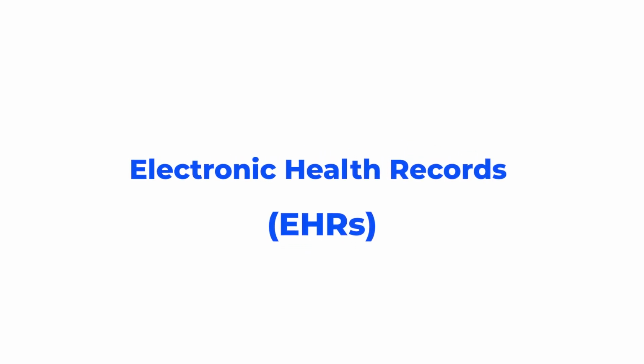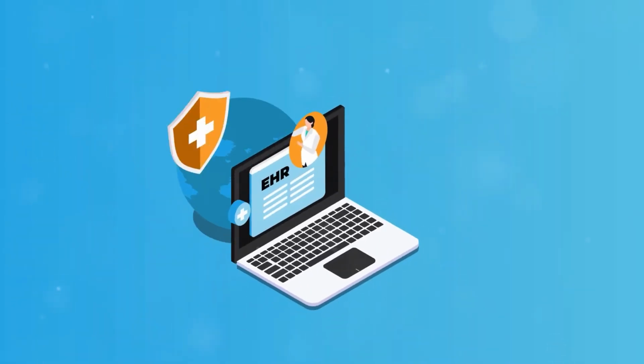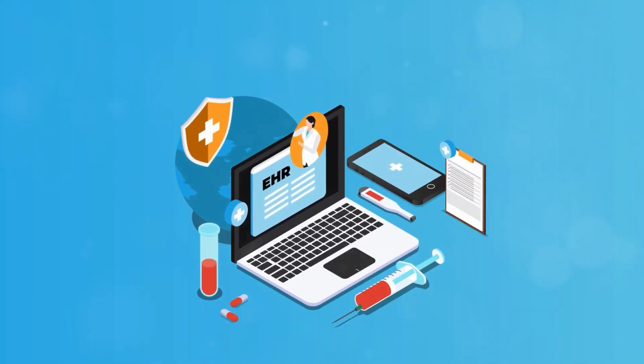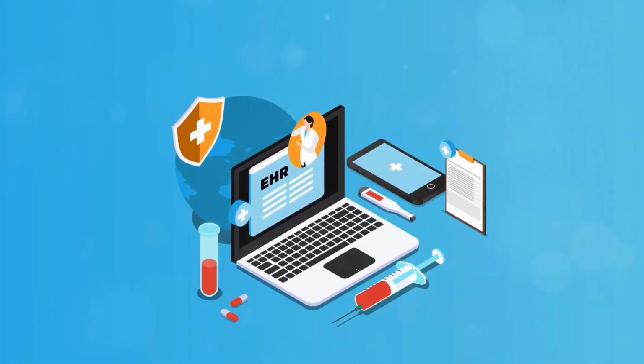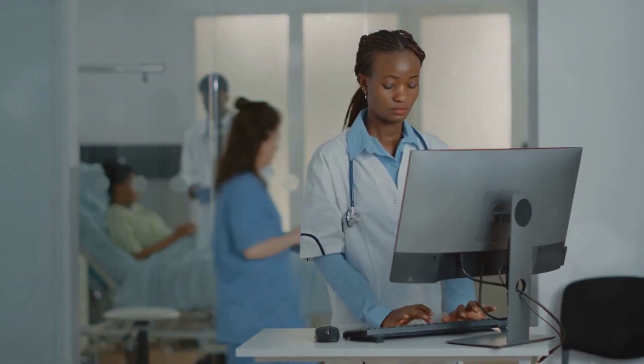Electronic Health Records, EHRs. What is an EHR? An electronic health record, EHR, is a digital version of a patient's paper chart. It contains comprehensive health information, including medical history, diagnoses, medications, treatment plans, immunization records, test results, allergies, and more.